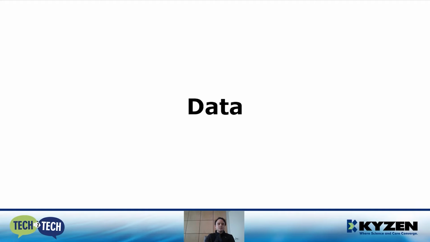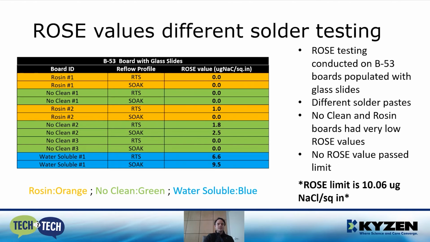Next, take a look at some of the data we have gathered using ROSE and IC. This first set of data shows ROSE values gathered from B53 test coupon boards soldered with 6 different fluxes, all of which were not cleaned. First, it must be noted that many of these boards yielded a ROSE value of 0. This might be expected from the no-clean fluxes, but it was also observed on both rosin fluxes as well.